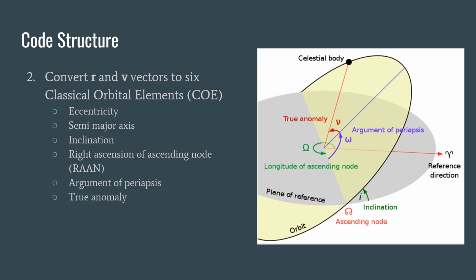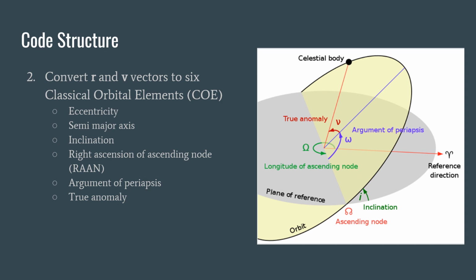Second, we need to convert the R and V vectors into classical orbital elements, or COE for short, which include the following: eccentricity, semi-major axis, inclination, right ascension of ascending node, argument of periapsis, and true anomaly. COE are the 6 elements needed to specify the position and motion of a satellite.